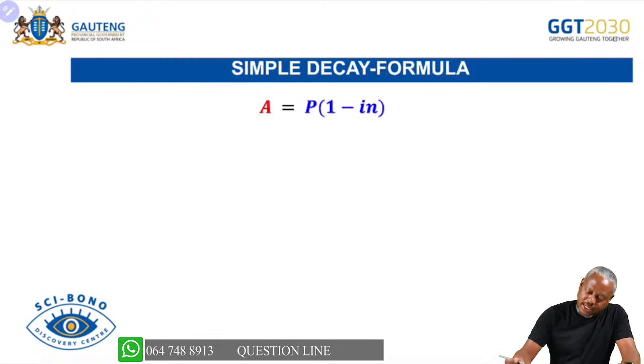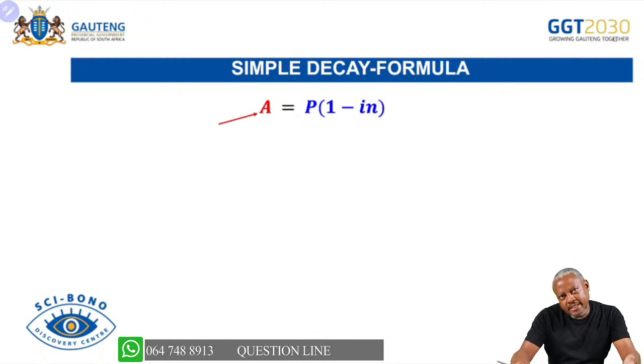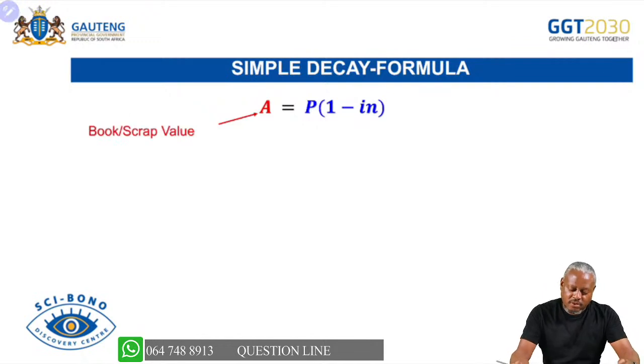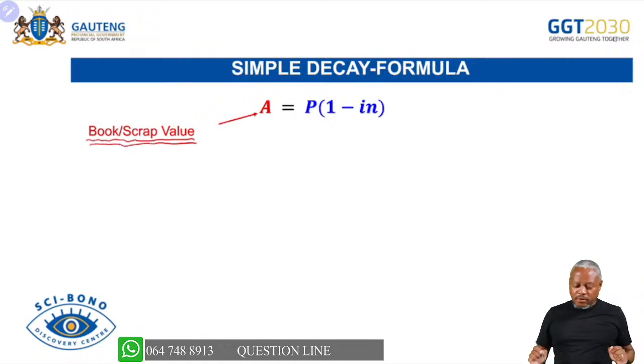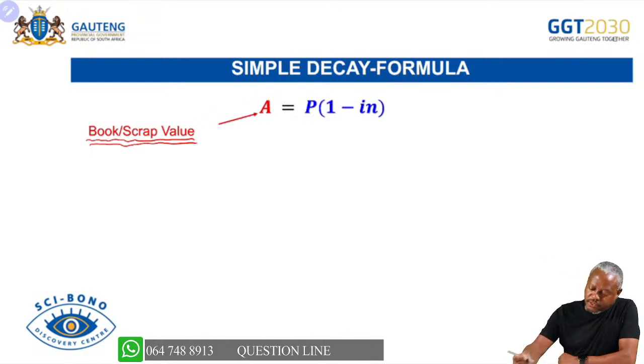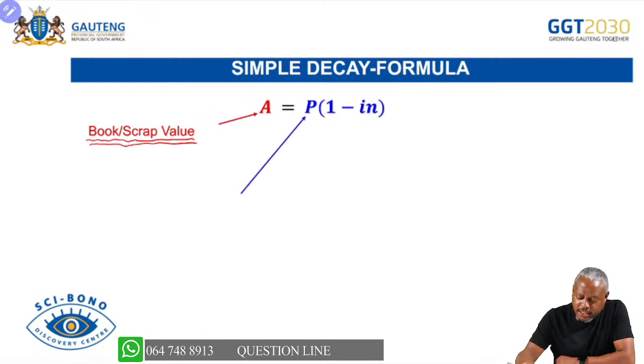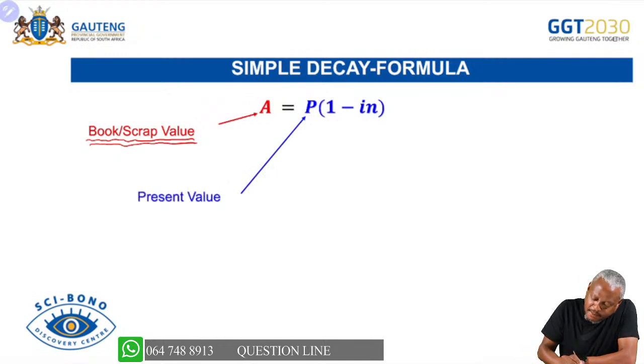And then the simple decay formula. Let us look at this one. Simple decay formula, please. This one is important. A remains the same. You'll see, it's a book value or scrap value. I like this one. Please, it's a scrap value. When they speak of scrap value, please, what should stick in your mind is this one. And then there's the other one. It's a present value, the principal amount.